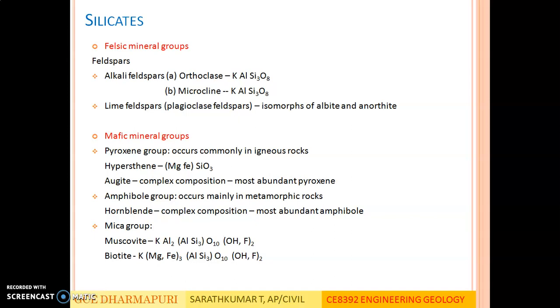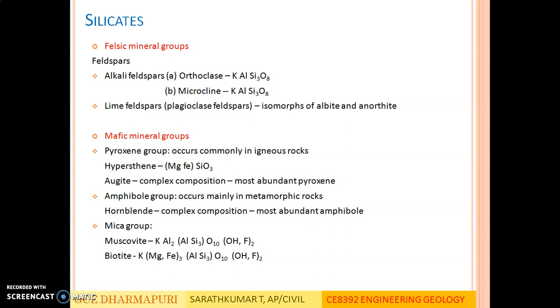In the other group, the mafic mineral groups, there is the pyroxene group, which occurs commonly in igneous rocks. Pyroxene is not a single mineral; it is the name given to a group of minerals having similar composition. The most common occurring mineral in the pyroxene group is hypersthene. It has the chemical composition of either magnesium or iron with silicon, SiO3. The other common occurring mineral of the pyroxene group is augite. It has a complex composition and it is the most abundant pyroxene. So in the pyroxene group, the most common occurring minerals are hypersthene and augite.